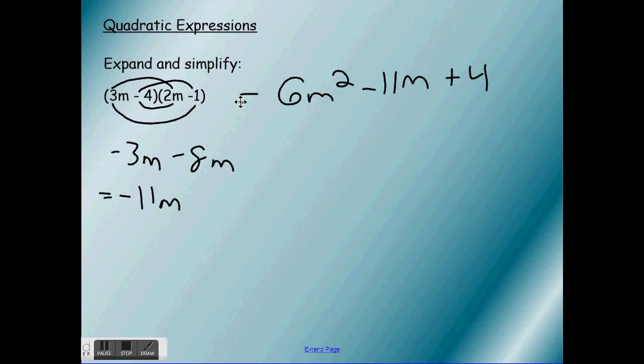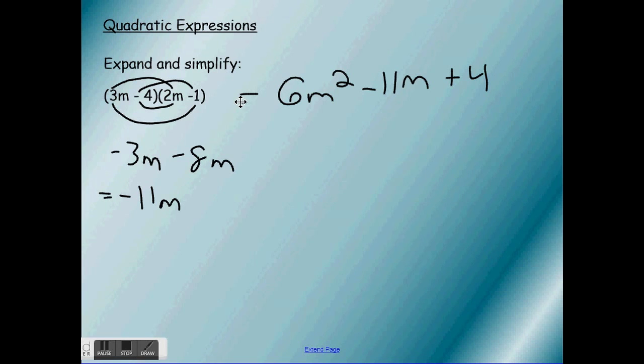So it's first with last. No, first with first. First terms, outside terms, inside terms, last terms. It's a FOIL. Okay, so we know how to expand and simplify.